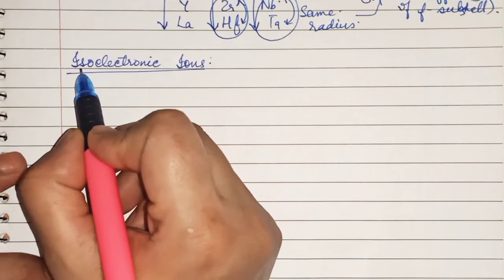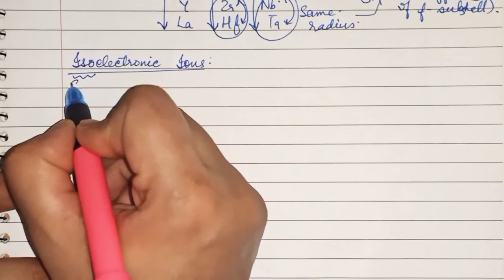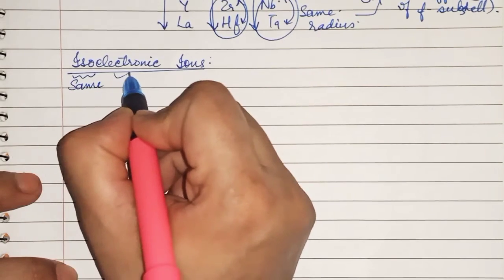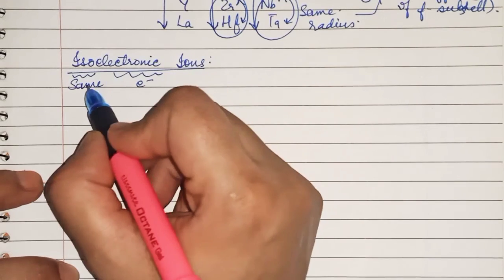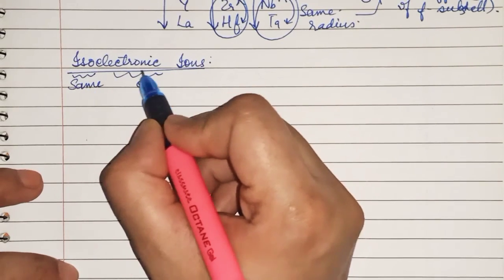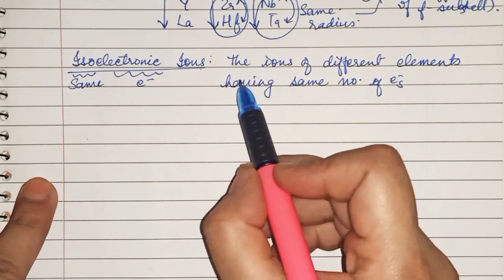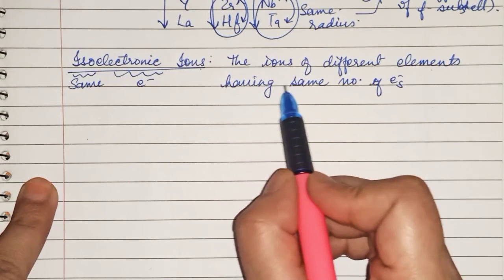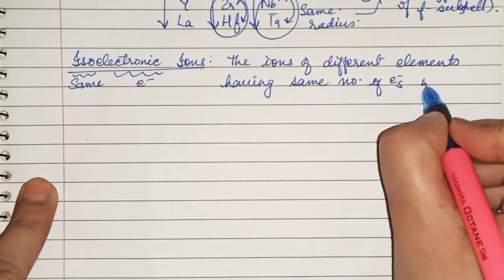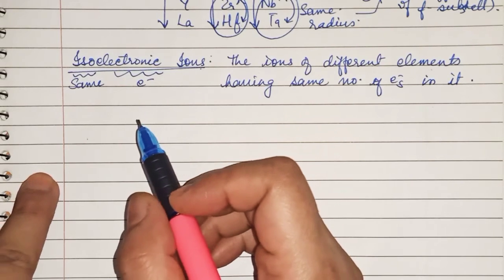Next term is isoelectronic ions. See children, iso means same, electronic means electron. So the ions in which the same number of electrons is there are known as isoelectronic. Or you can define it as the ions of different elements having the same number of electrons in them. These are known as isoelectronic ions.